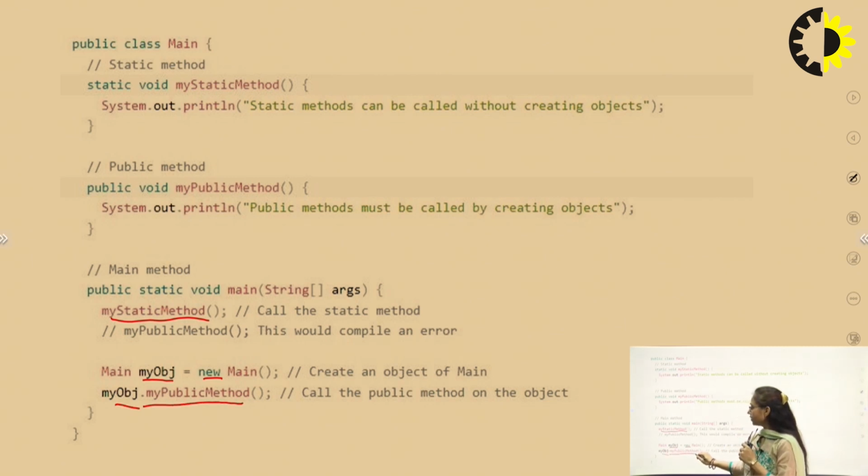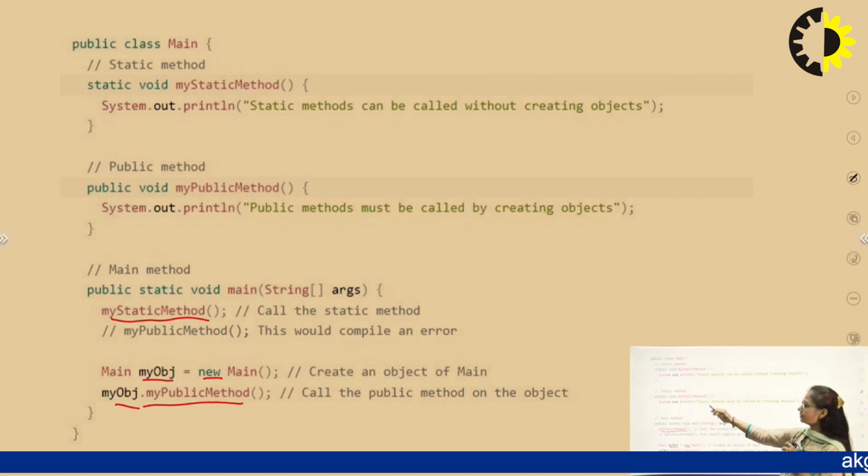So to access the public method you create an object, and to access the static method there is no need to create an object; you can directly access these methods. This is the way you can work with the static and public keywords.